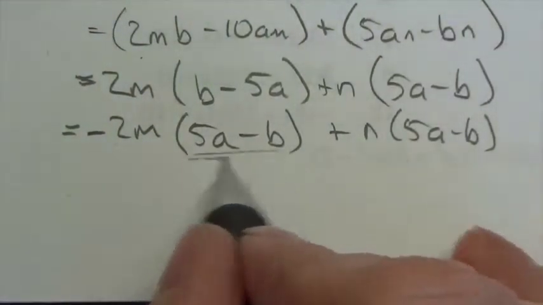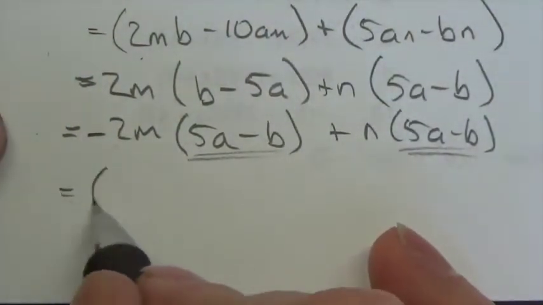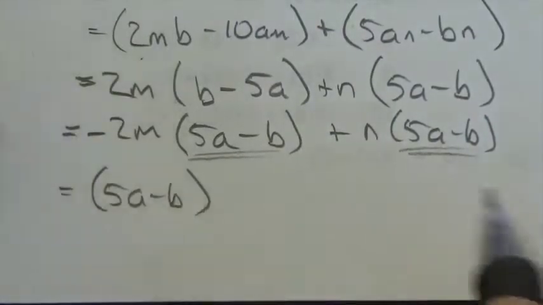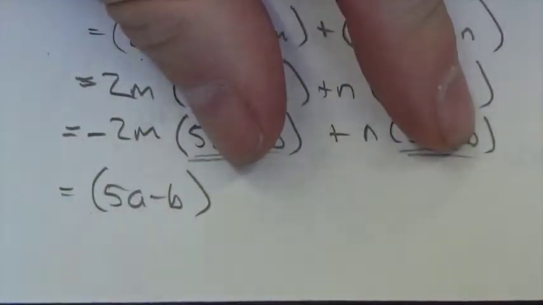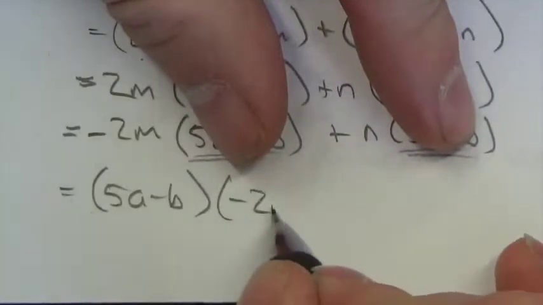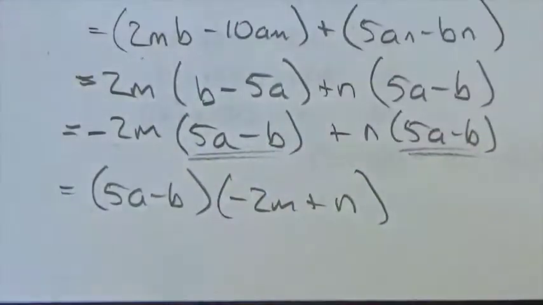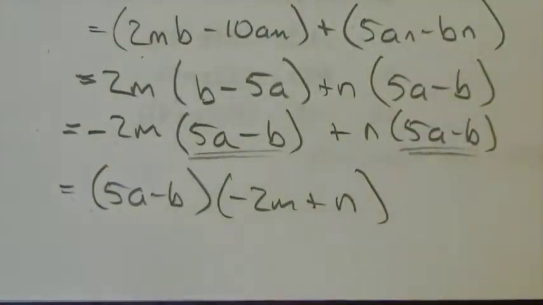Now there's a common factor of 5a minus b. I will pull that out. Okay, and remember it is distributed here to this negative 2m plus n. Okay, now let's look at another one.